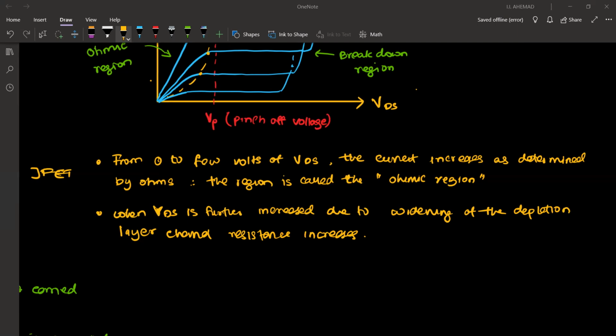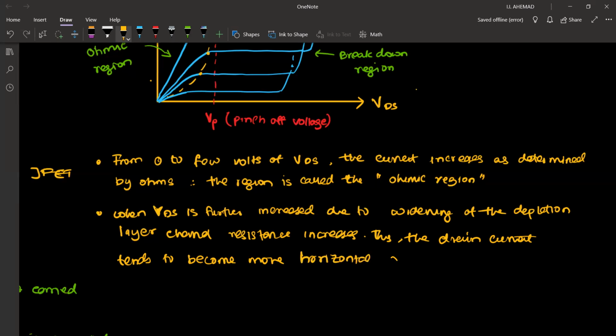Thus, the drain current tends to become more horizontal and constant. This is known as pinch off condition.